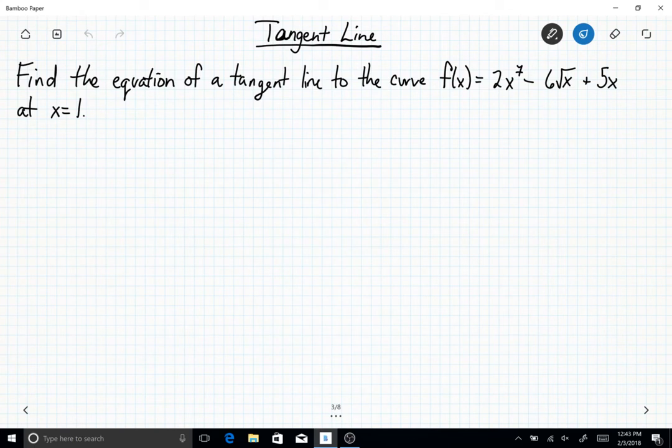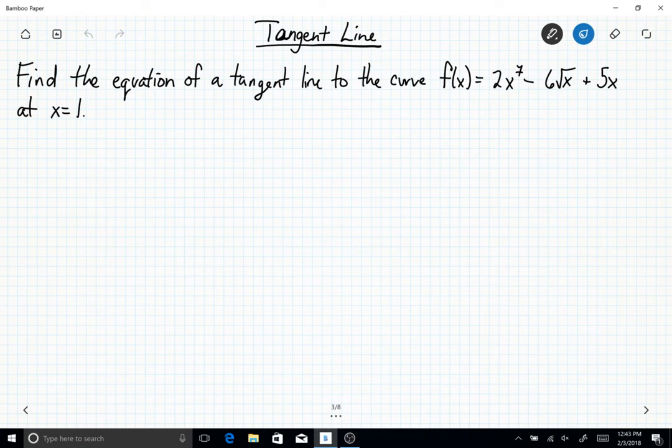But first, let's take a look. One problem that gives some people trouble is making that connection between tangent lines and derivatives. So find the equation of a tangent line to the curve f of x equals 2x to the 7th minus 6 square root of x plus 5x at x equals 1. How do we do this?